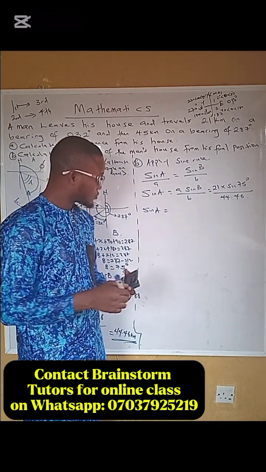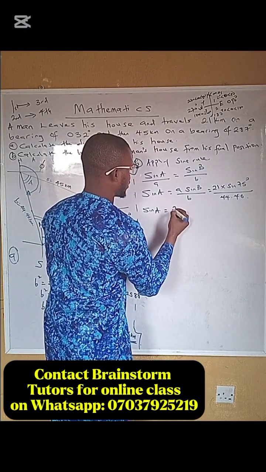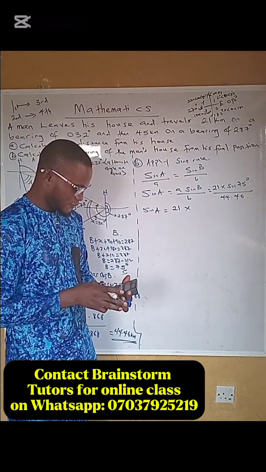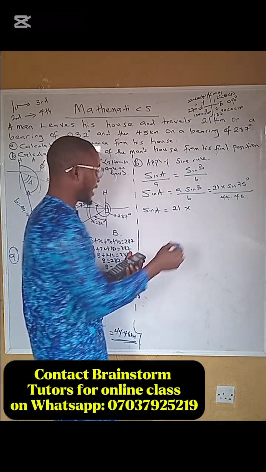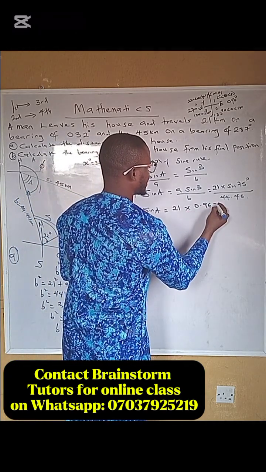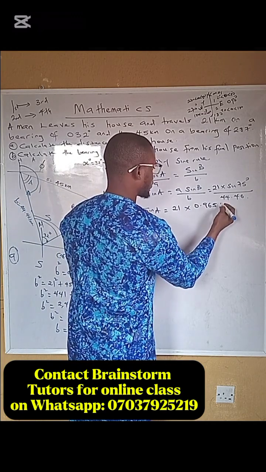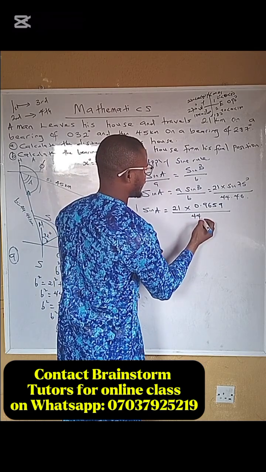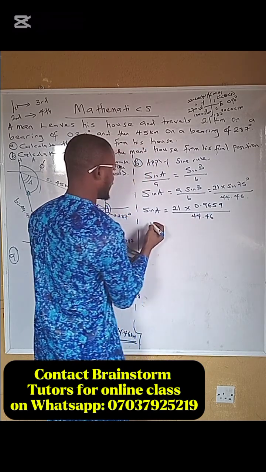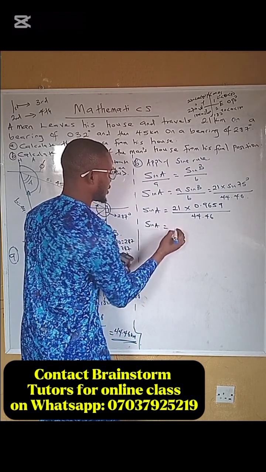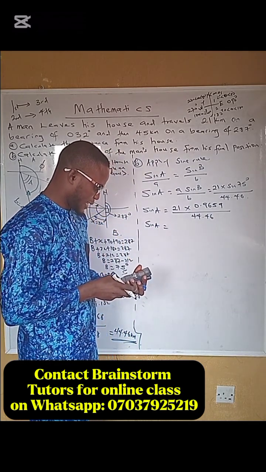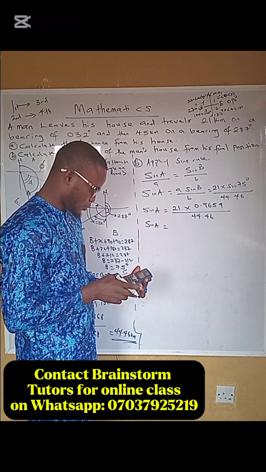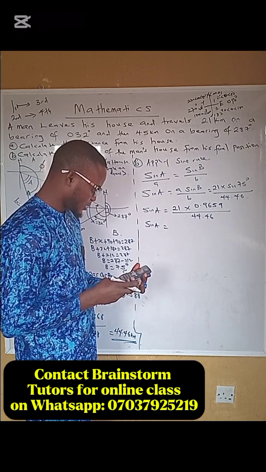I have 21 times, I'm going to look for sine 75. I have it to be 0.9659. Always give it to 4 decimal places, over 44.46. So if I do this, sine A equals, I multiply 21 by 0.9659.